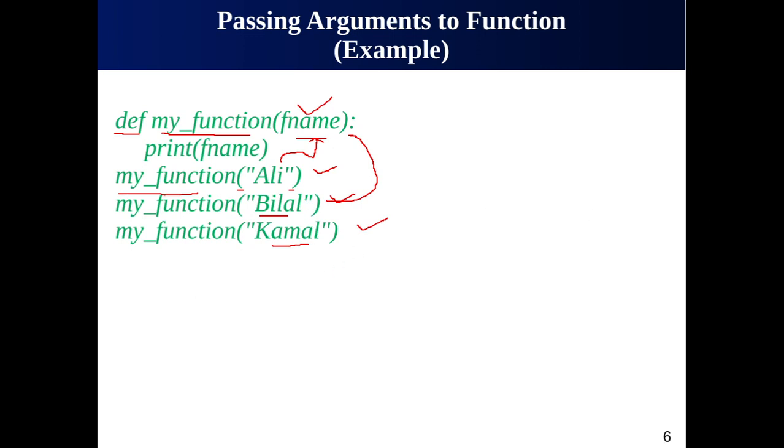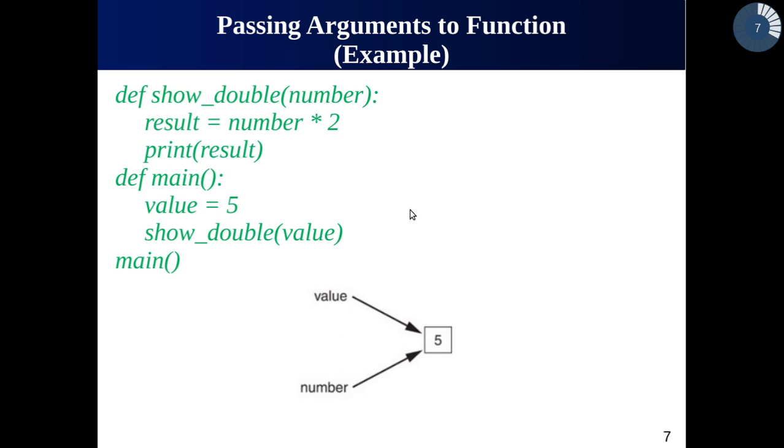Okay. This is an example of how we can actually pass an argument to a function. Let us see another example. In this example, we also have a function. Name of the function is show_double. And this function has a parameter, a variable with the name number, which means every time you want to call this function, you have to provide or pass an argument. So here we are calling this function.